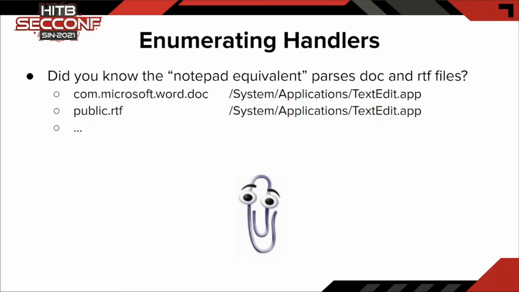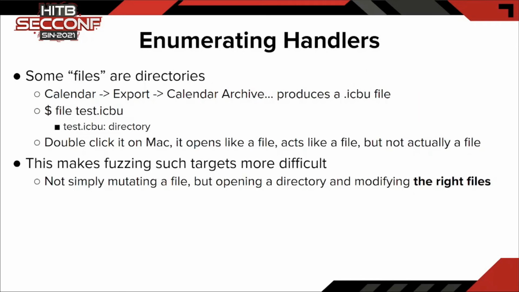Another thing that's interesting I came across is some files are actually directories. So I was looking at the different file handlers on Mac, and for example, for a calendar app, there's a backup file, test.icpu format. If you double click it, it opens like a file. It opens the calendar app. Everything works fine. But if you look at it on the command line, it's actually a directory.